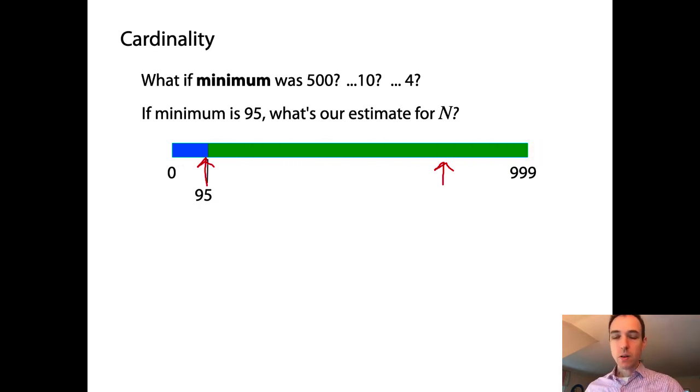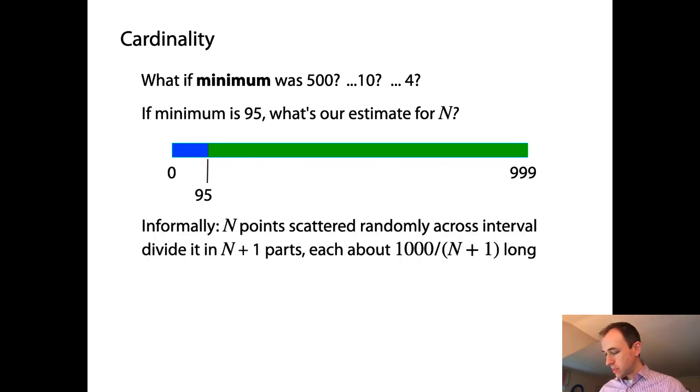Okay, so let's just informally say that if we have n points and they're just scattered randomly across this interval, it divides the interval into n plus 1 parts. And each of those parts, without any better information, we could say have equal size in expectation. So we expect them to be about 1,000, which is how many cards there are, divided by big N plus 1 long.